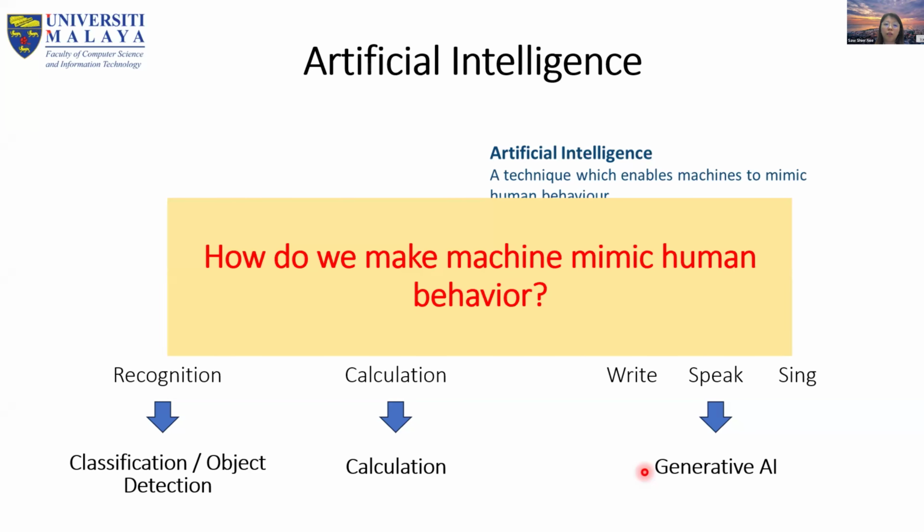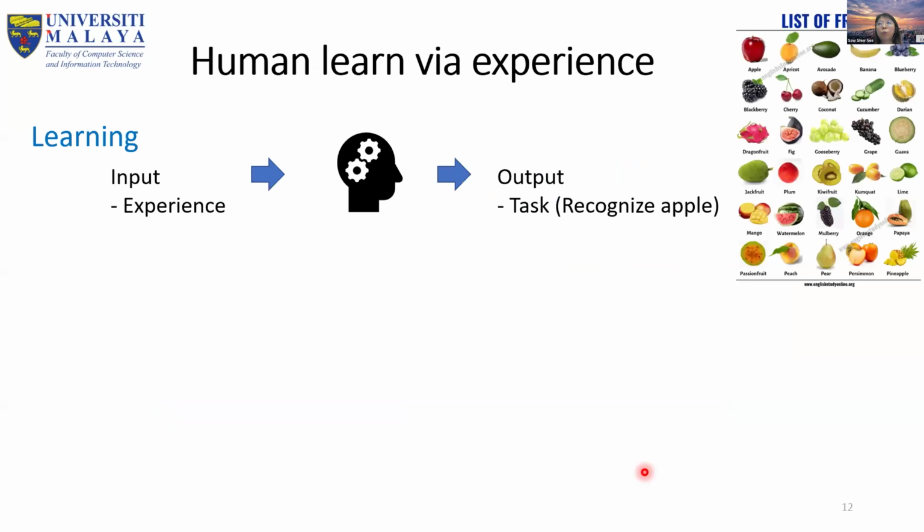Now that we know machines and humans are doing a similar thing, the next thing we want to ask is how do we make machines mimic human behavior? Machines, or computers, are nothing but reading binary bits or bytes, right? So how do we make all these actions understandable by machines? Before that, when we want to teach the machine, we have to understand how humans learn. Humans learn via experience, right?